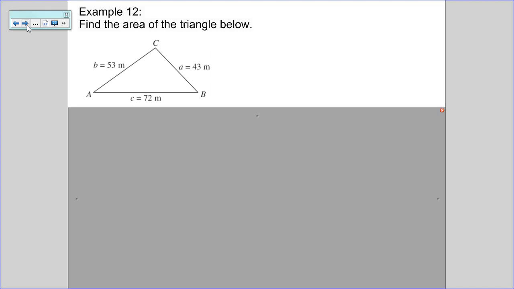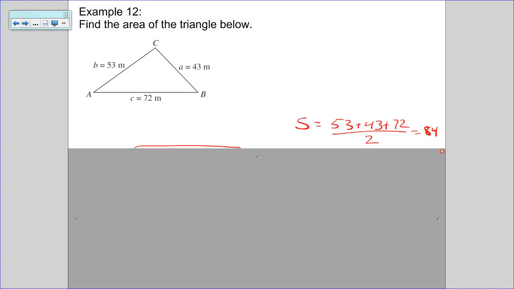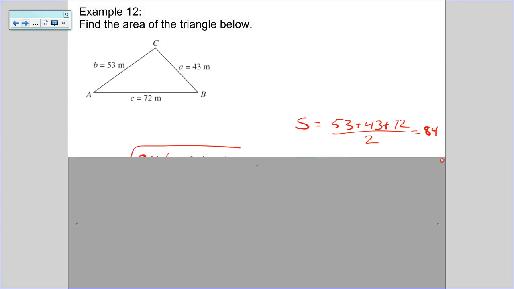OK, so find the area of the triangle below. We have all three sides. That clicks into our brain that we are in the law of cosines land or Heron's formula land, depending on what we're trying to find. Here it's the area, so Heron's formula. We have to first find the semi-perimeter. Do that by adding all three of them together and then dividing by 2. Sometimes you'll be tempted to divide by 3. But that's not the semi-perimeter. That would be the average of the sides.